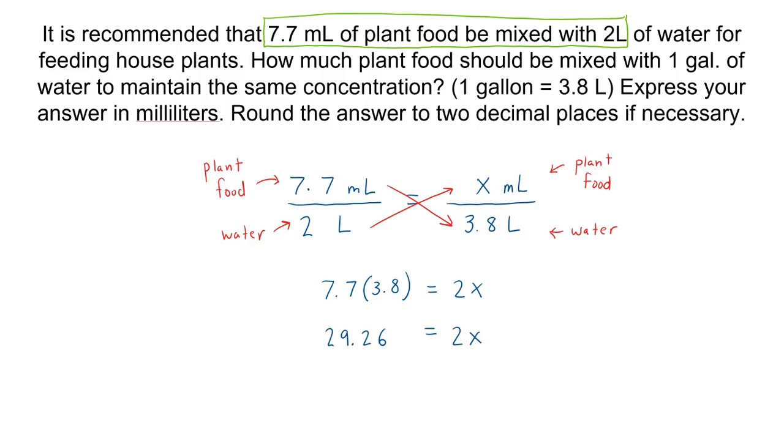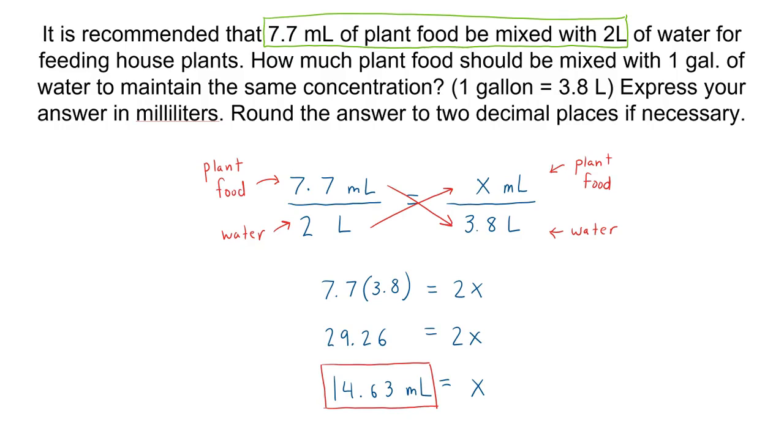Let's simplify the left side by multiplying 7.7 by 3.8. That gives us 29.26. And now we divide both sides by 2 to solve for x. So we find that x is equal to 14.63. Now remember, x is the amount of plant food. And what were the units that our plant food was measured in? Milliliters. So the x must be 14.63 milliliters.